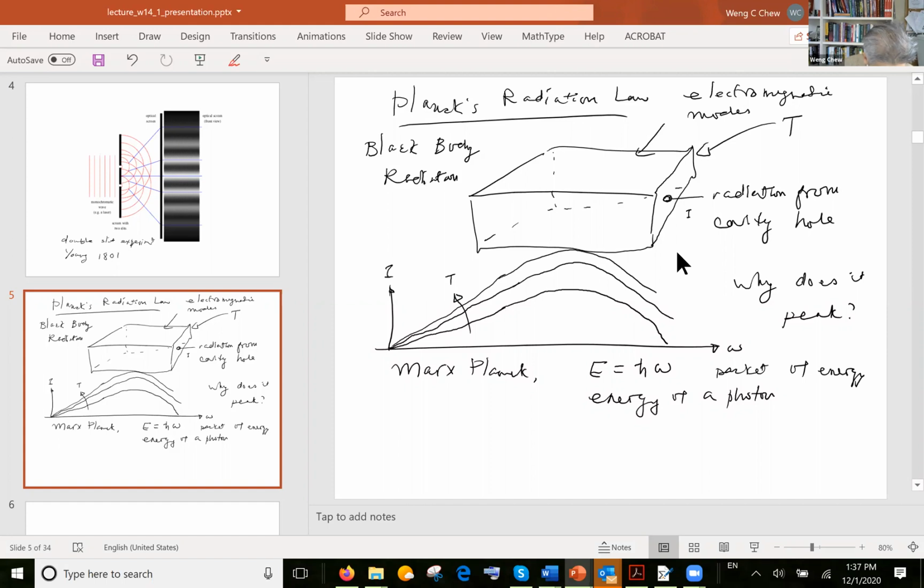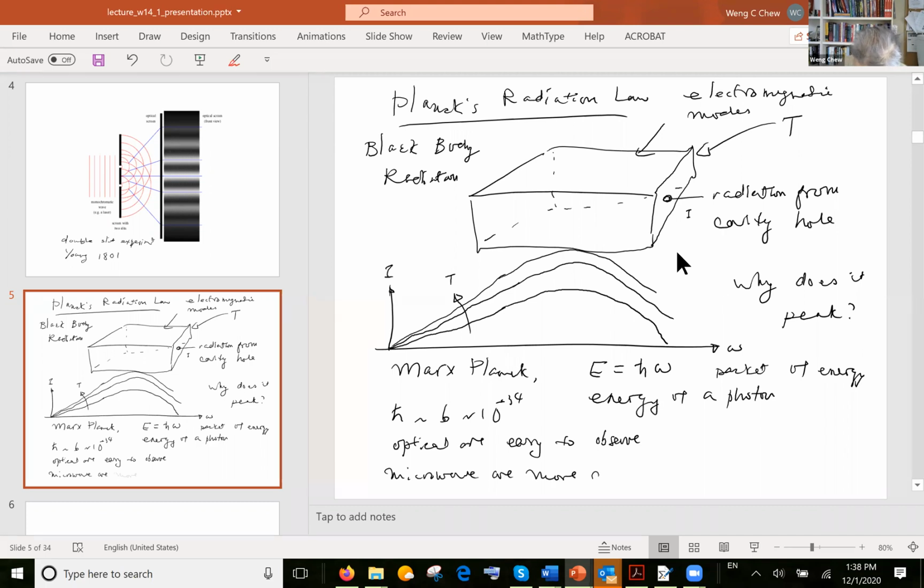And then the Planck constant is very small. Planck constant is on the order of 6 times 10 to the minus 34 kind of thing. So it's a very small constant. So this packet of energy is very, very small. And hence the higher the frequency, the higher this packet of energy. And hence optical photons are easy to observe, and then microwave photons are more difficult to observe, okay?